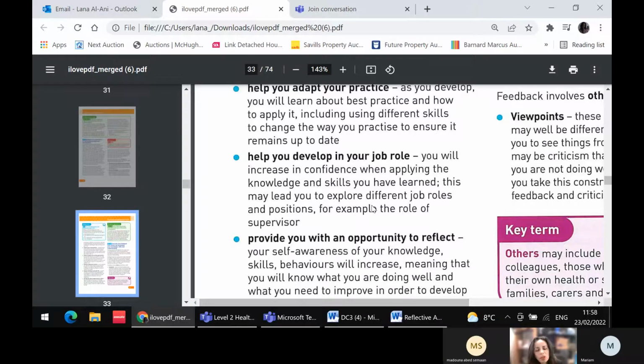May lead to explore different job roles. So when you're confident in yourself because you learned a lot and you're still learning, you would think, okay, I want to do a managerial role next time. Maybe I can be a supervisor because I have the knowledge that my supervisor has. Then I can apply to be a supervisor when she or he leaves the area. So this will increase your confidence, your client's confidence in you, and also your confidence about yourself.